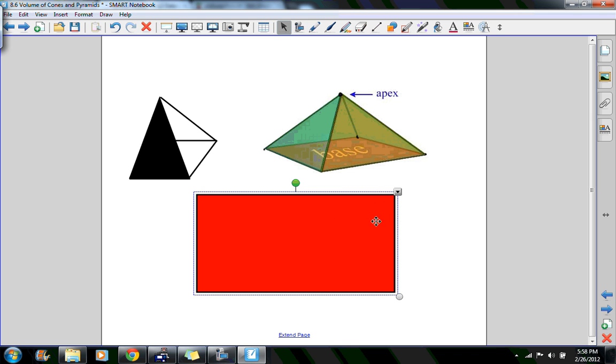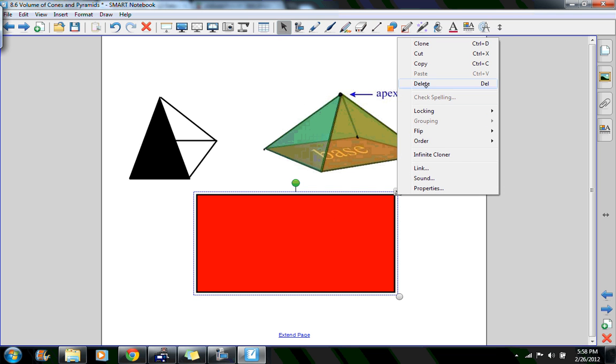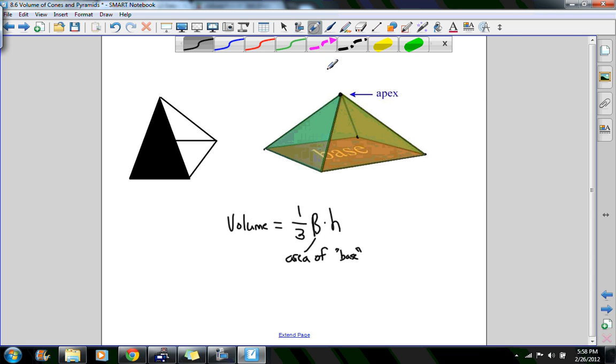So what the formula is going to look like is this. The volume is 1/3 times the area of the base, or the bottom, times the height. Okay, write this formula down. I don't want you to memorize it.